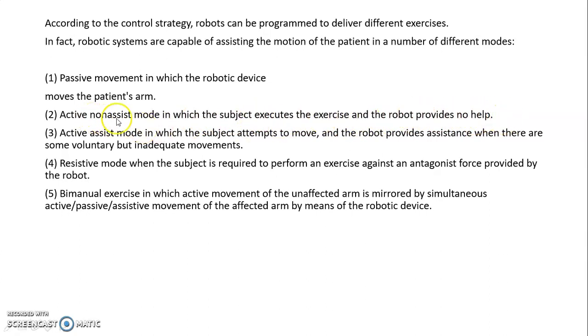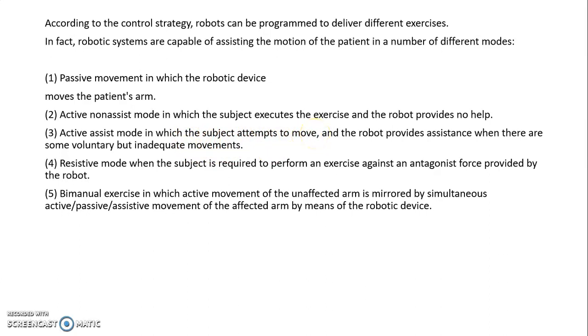Basically, non-assisted mode means the patient will be moving and the robot will only measure the kinetics and kinematics. Active assist mode is where the patient actively does the movement and is assisted by the robot wherever the assistance is needed. Wherever there are inadequate movements, the robot will assist.